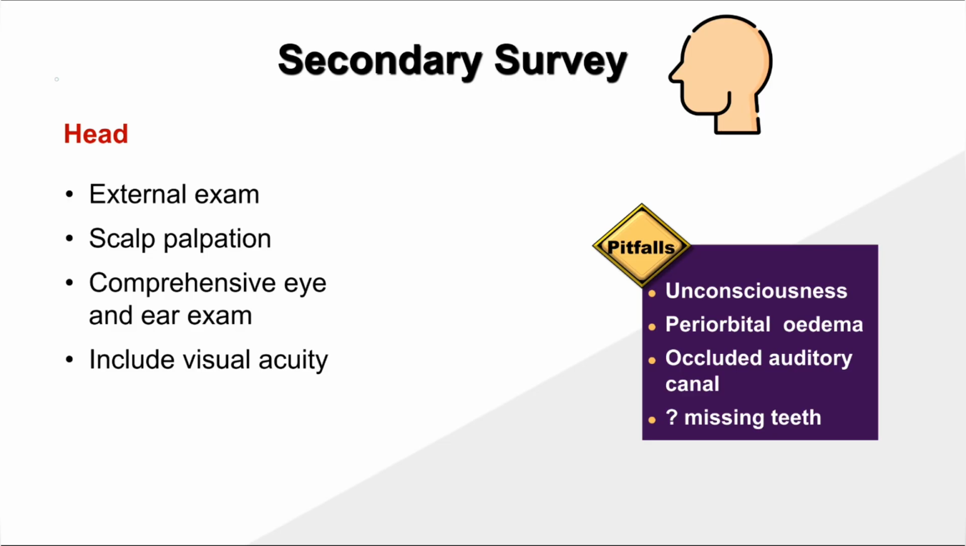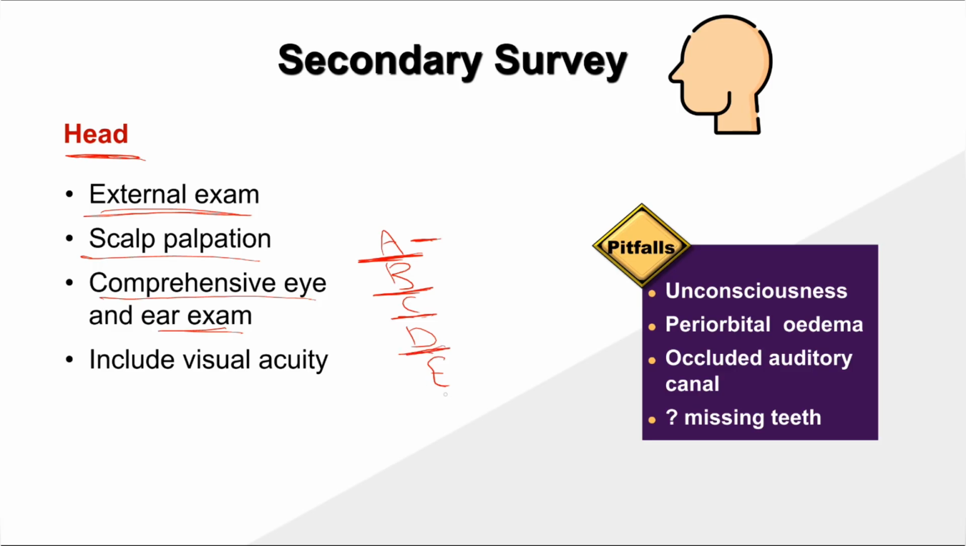Then coming to the examination from head to toe. In the head, you have to examine the head externally, scalp palpation, do a comprehensive eye examination and ear examination. How is the eye examined? By ABCDE. The A, you have to look for the visual acuity. B, bright light reflex. So you put a light on the patient, bright light. C, look for the cornea and conjunctiva.